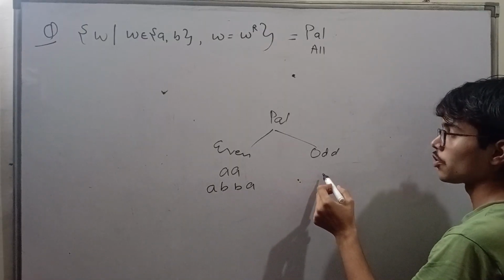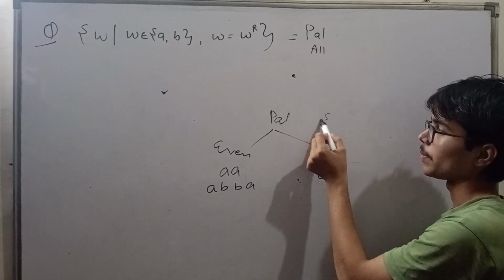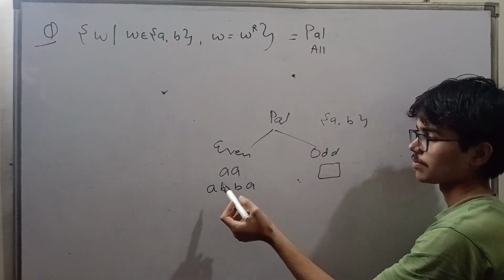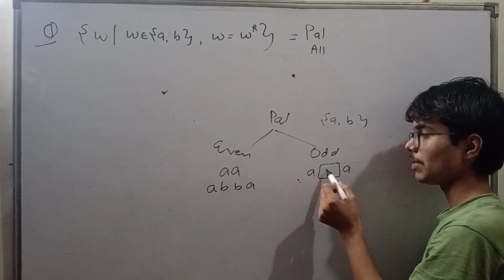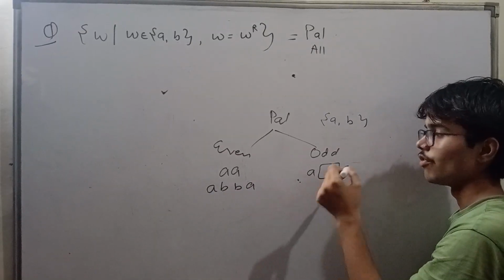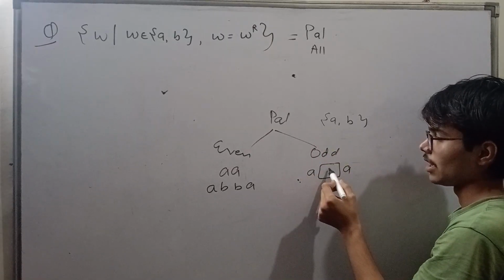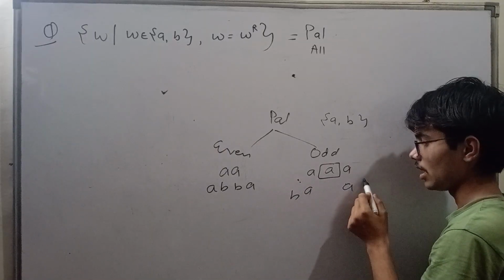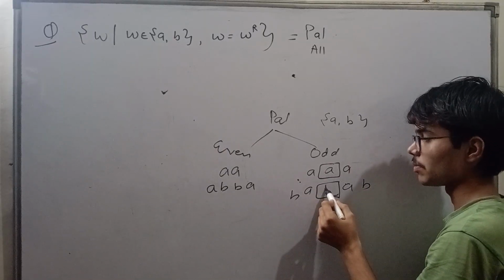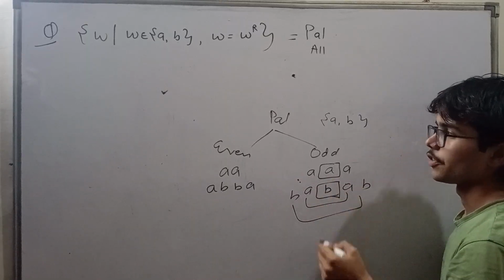But how is an odd palindrome generated? In between you have to write any symbol from your domain, which is AB. So you have to write A here. Like if you write A A, at the last you also have to write any symbol from AB. Like you write A, so this is 3. Like A B, but at the last you have to write some symbol here. Okay, so this is our odd palindrome.